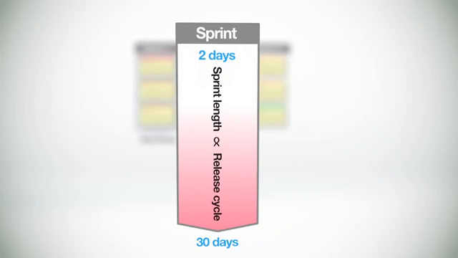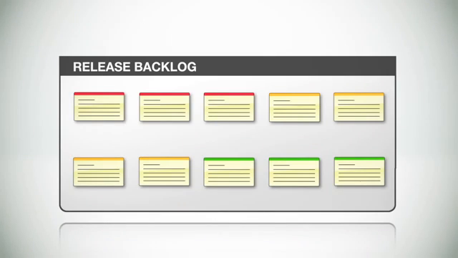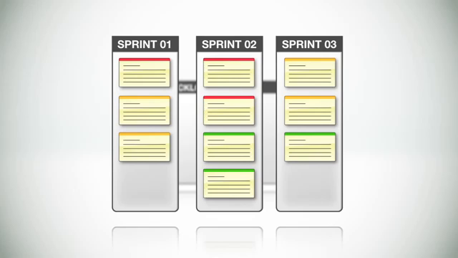The shorter the release cycles, the shorter each sprint should be. And you'll want to have at least 2 to as many as a dozen sprints in a given release. So at this point, we can take our release backlog and split it up into several of these, sprint backlogs.